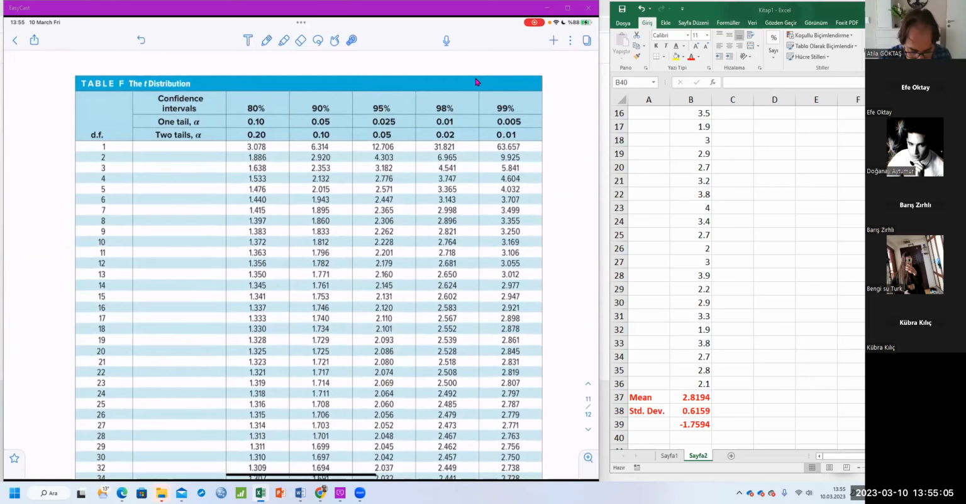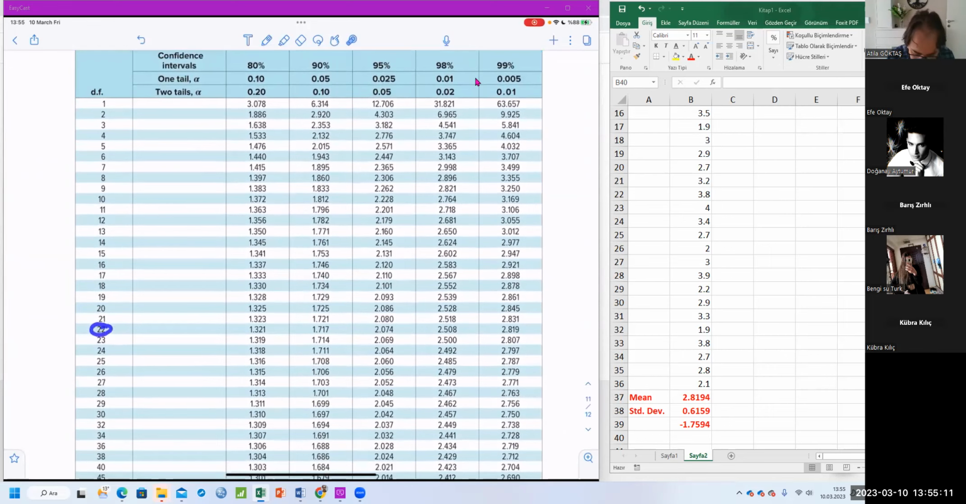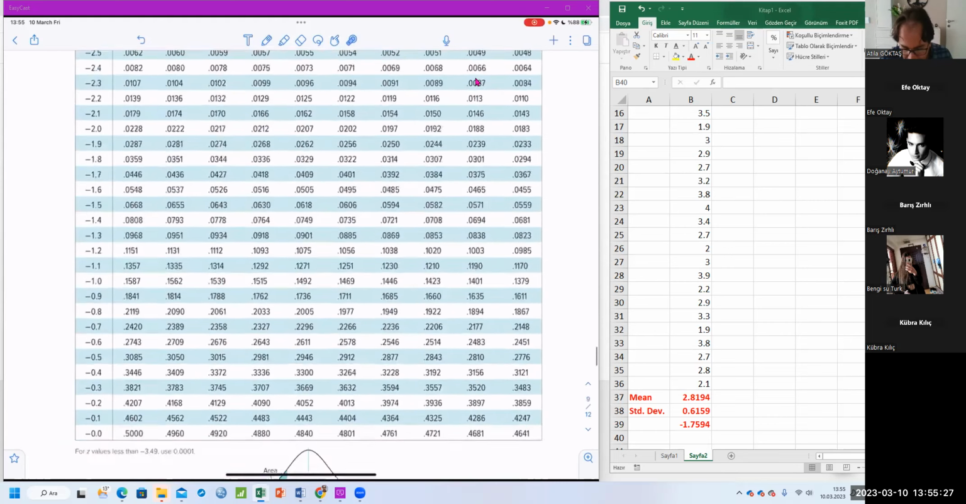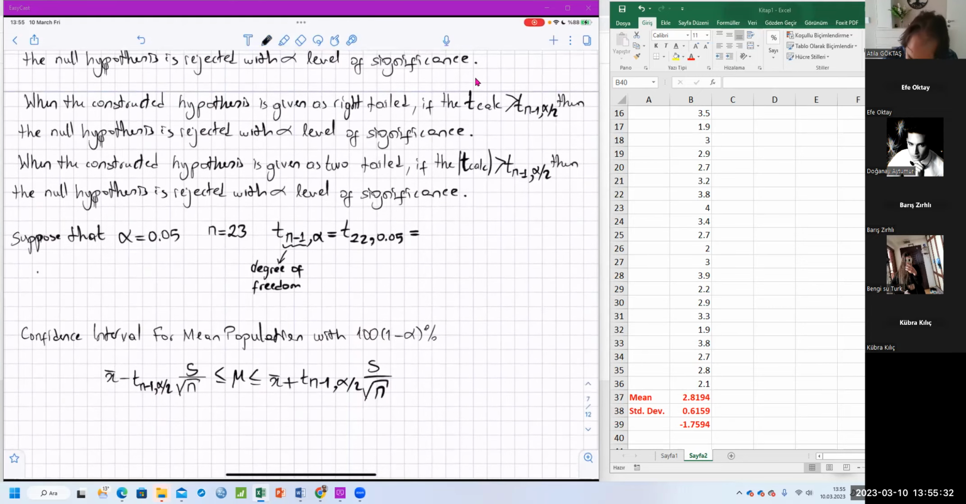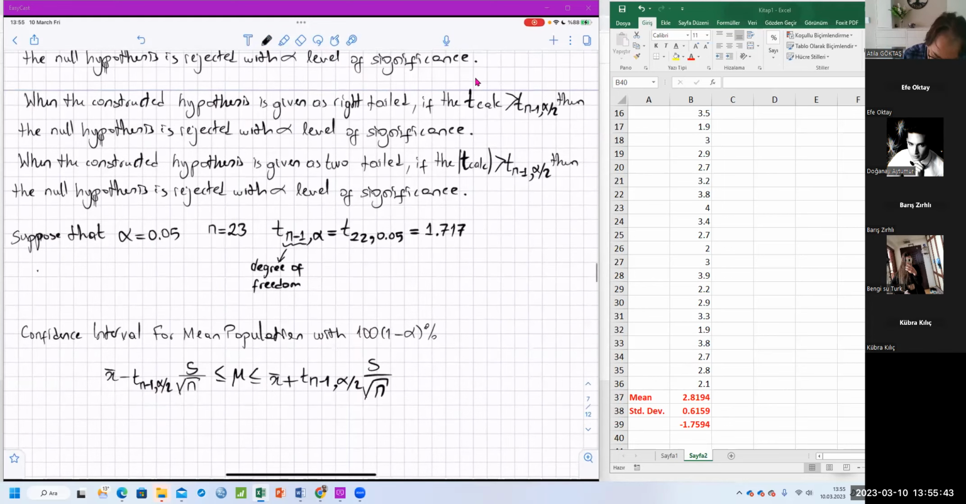Okay, look. This is the degree of freedom. So we need to look for 22 and 0.05, one tail, 0.05. So 22, 0.05, this is 1.717. It's easily determined. It's not hard really. So I can easily write the output for this critical value, which is 1.717.